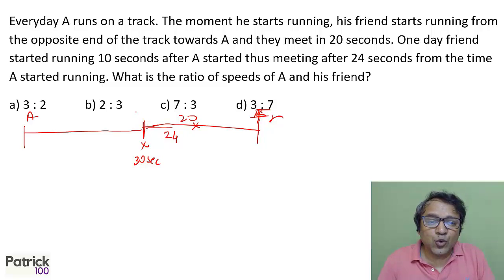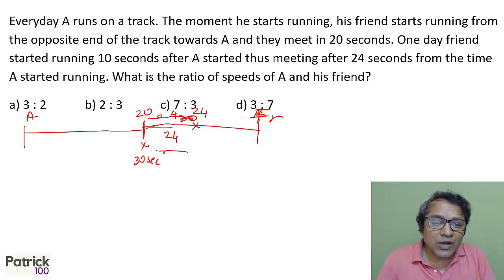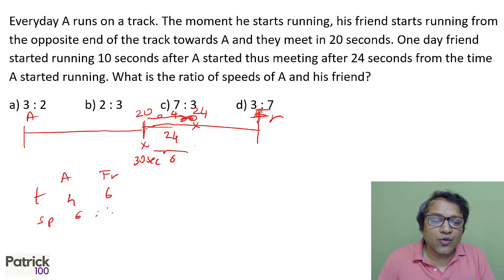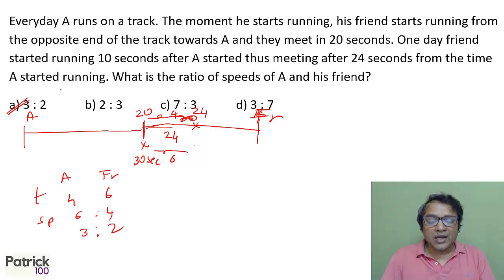That means A, who reaches this point in 20 seconds, reaches this point in 24 seconds. So he takes 4 seconds to cover this distance, whereas the friend will take 6 seconds to cover this distance, because from 24 to 30. So time taken by A and the friend is 4 seconds and 6 seconds. So speed will be reversed, 6 and 4, which is 3:2.